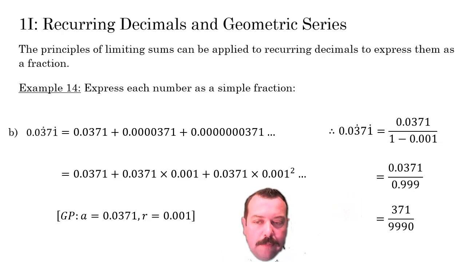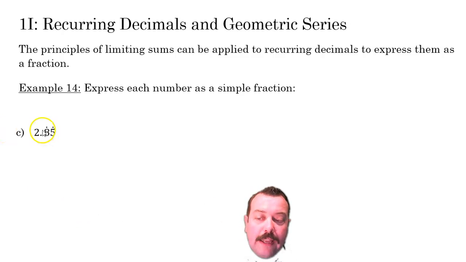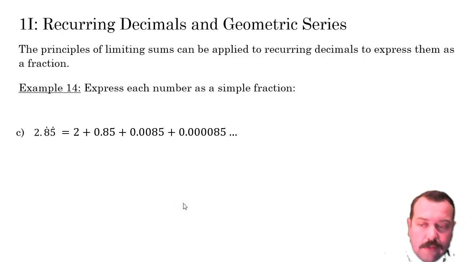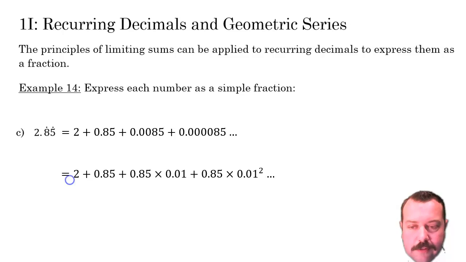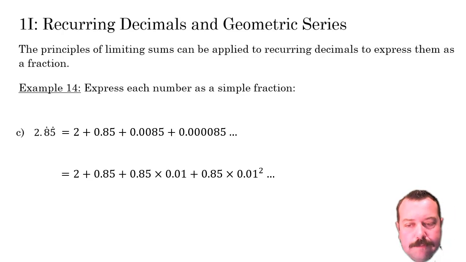Rightio, I've got one more to go here. This last one's a little more complicated because I have a 2. It's 2.85 and the 85s are recurring. So what we do here is basically just cut that 2 off or separate that out. So I'm going to say this is 2 plus 0.85 recurring. So 2 plus 0.85 plus 0.0085 and so on, or 2 plus 0.85 plus 0.85 times 0.01 plus 0.85 times 0.01 squared, and so on.